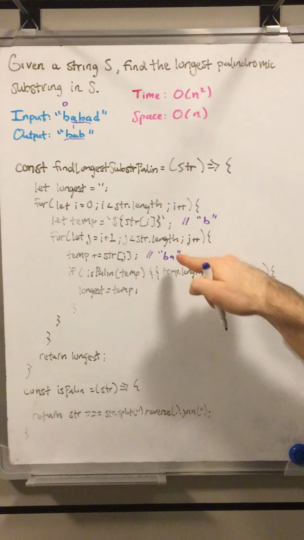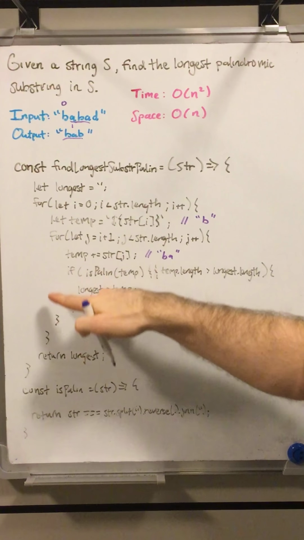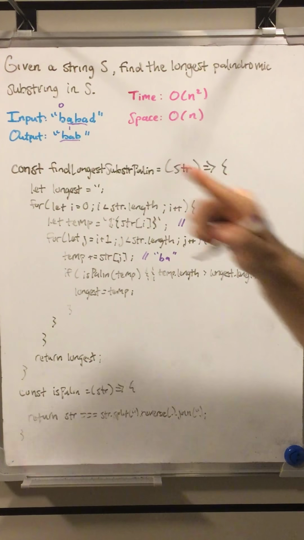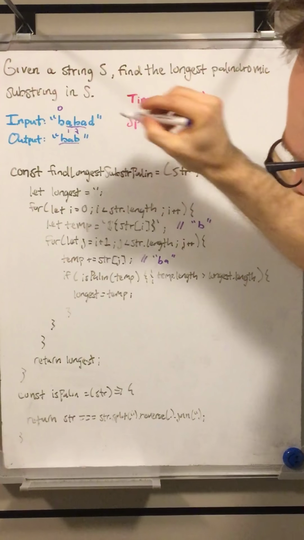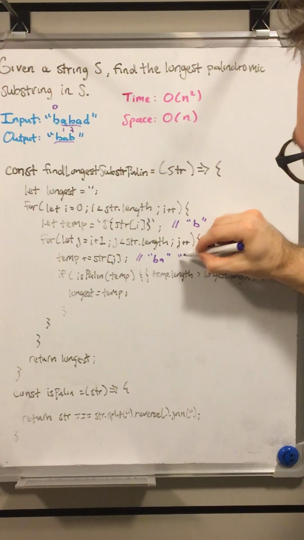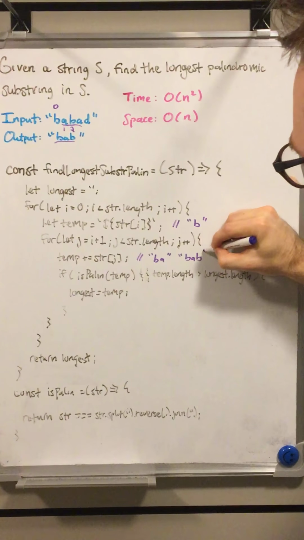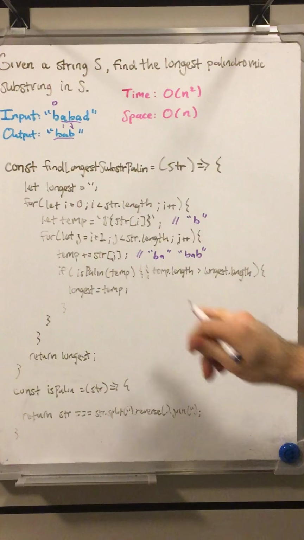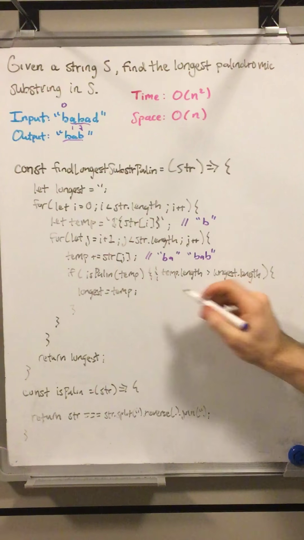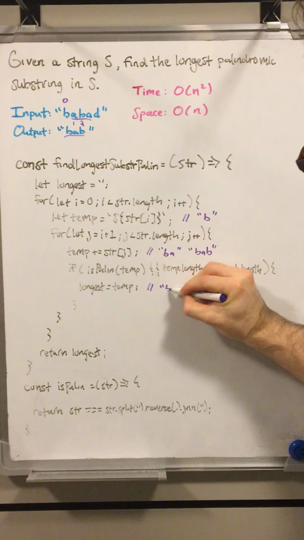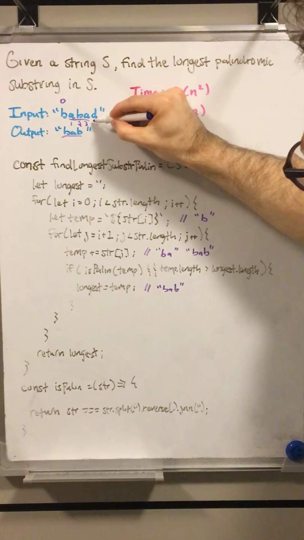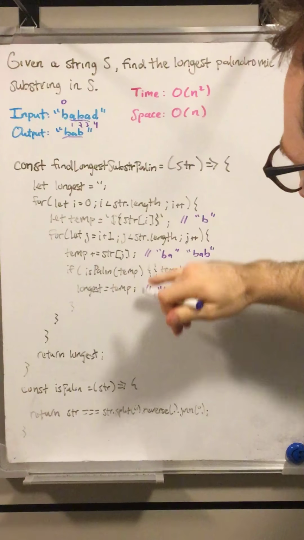First round, this is not true, so we're going to continue in this inner for loop and move on to the next character, which is 2. And then on the second loop, we're going to add the b onto that ba. This is true, it is a palindrome, its length is longer than longest, and now longest becomes bab. And then we would repeat this all the way down, 3, 4, none of these are palindromes.